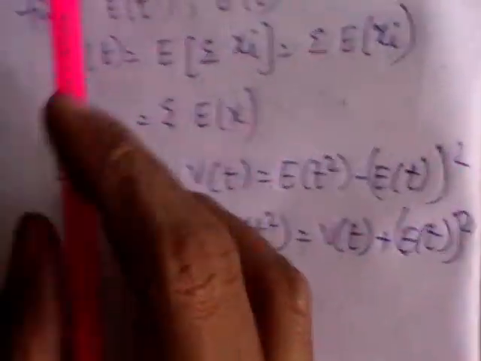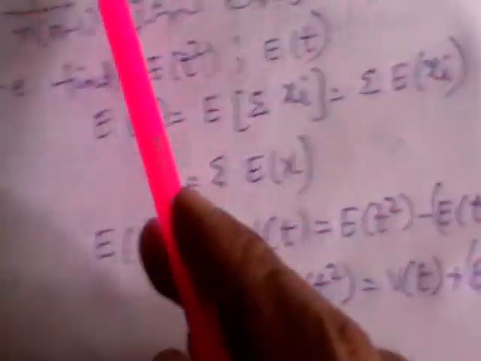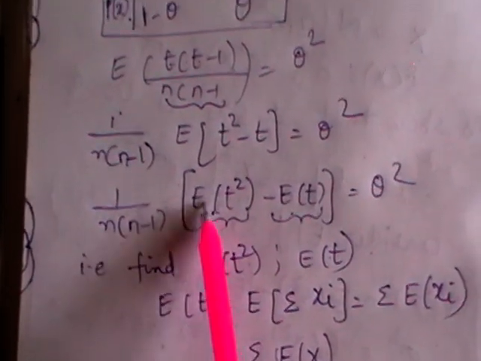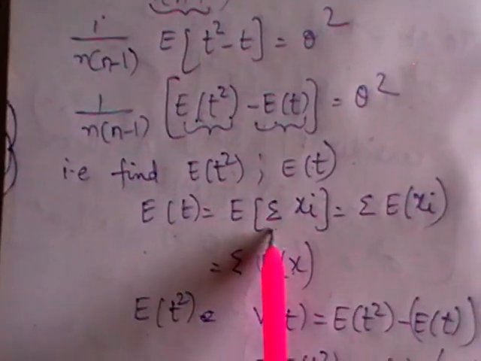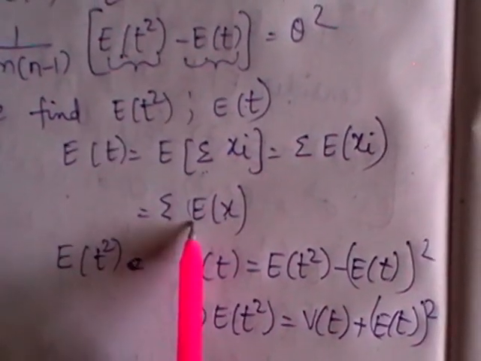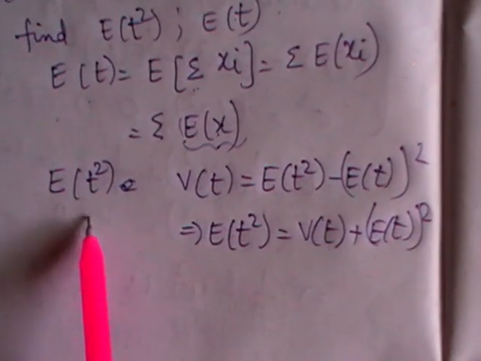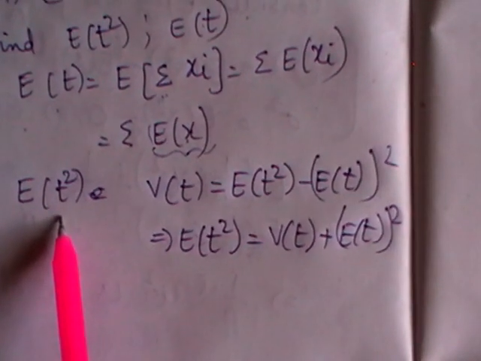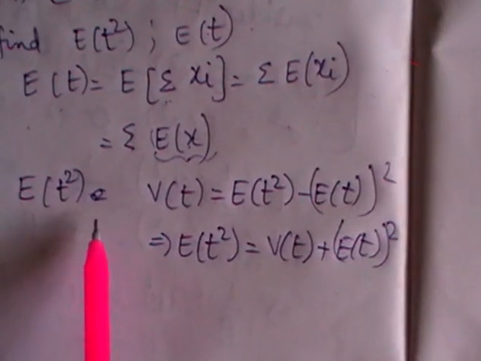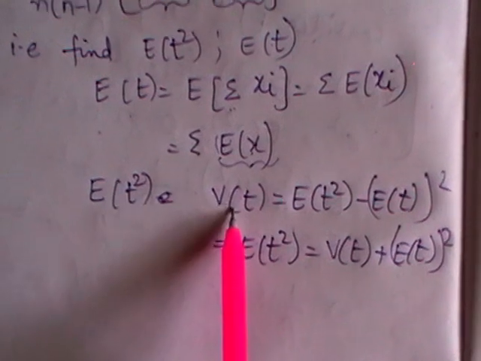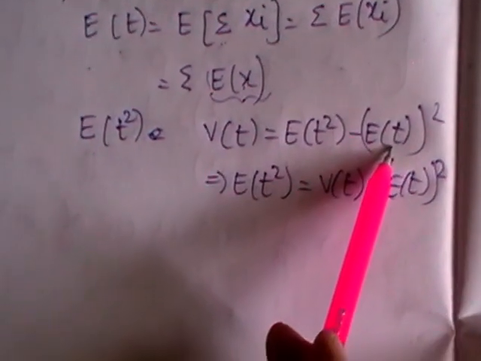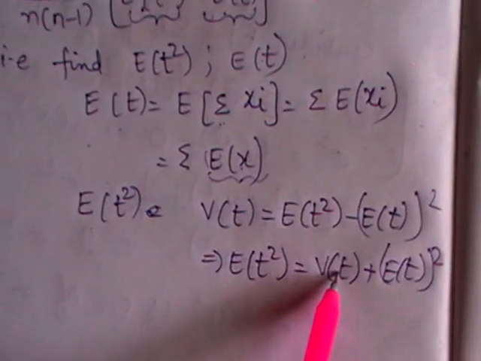So actually you need to show E of T into T minus 1 by n into n minus 1 is equal to theta square. To find out this expression, you need to separately calculate E of T square and E of T. E of T is nothing but sigma Xi, sigma E of Xi. Let us calculate this. Moreover, let us see how to calculate E of T square. Whenever you have E of X square, E of T square, that is related to variance. What is the formula for variance? Variance of X is nothing but E of X square minus E of X whole square. If you replace X with T, you will get V of T is equal to E of T square minus E of T whole square. From this, E of T square is V of T plus E of T whole square. So what is T in terms of X again?